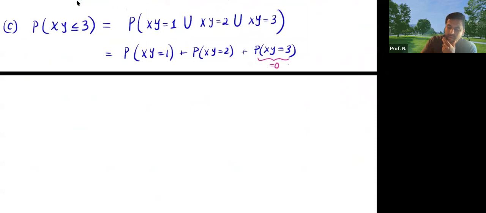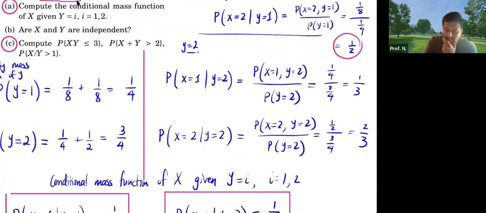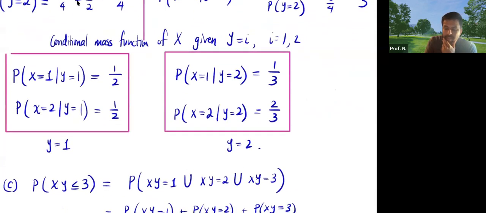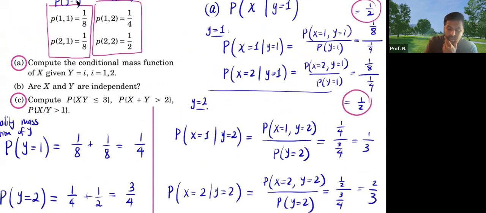So I only have these two here. The probability that xy equals 1: if xy equals 1, that means x must equal 1 and y must equal 1. What's the probability that x equals 1 and y equals 1? It's an eighth.